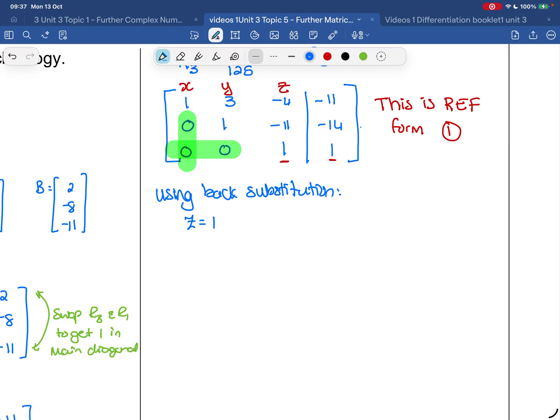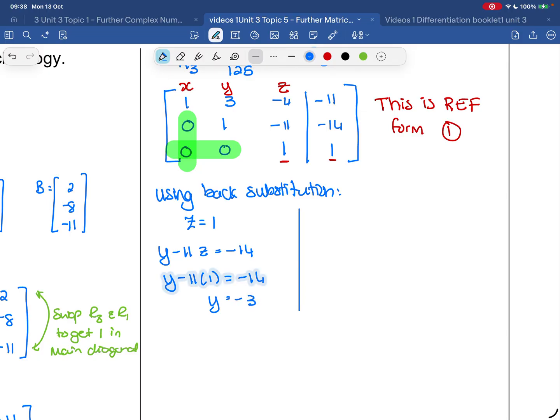But then if I look in my row 2, I've got y minus 11z has to equal negative 14. So y minus 11z is negative 14, and I've already said that z is equal to 1. So y minus 11 times 1 is negative 14, and so y is negative 3.